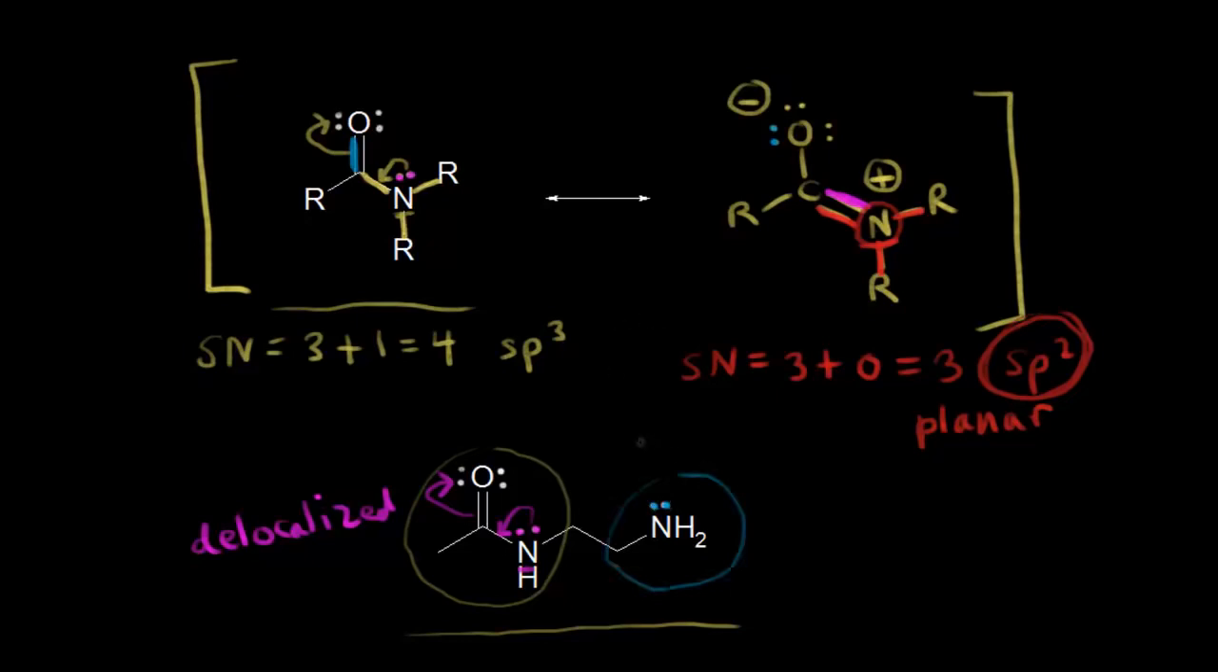That lone pair of electrons in blue is localized to that nitrogen. And so this is why you can think about an amide being different from an amine in terms of functional group and in terms of how they react and how they behave.